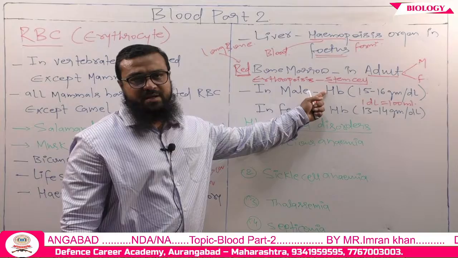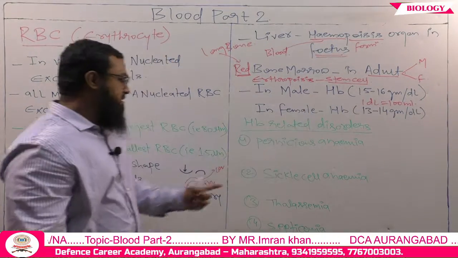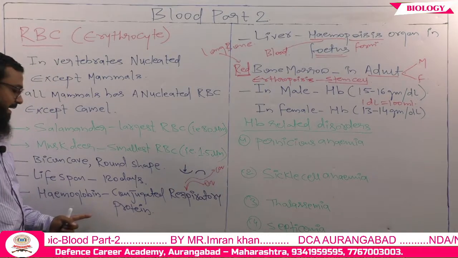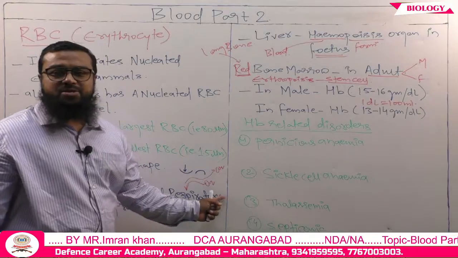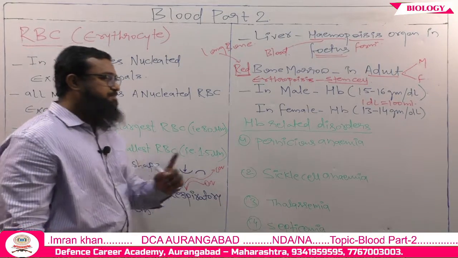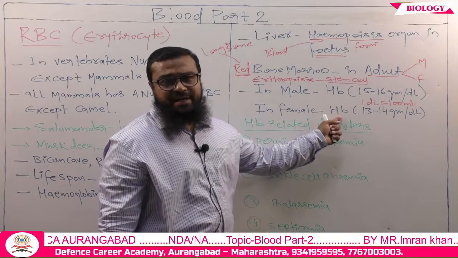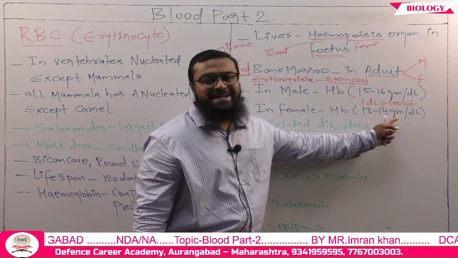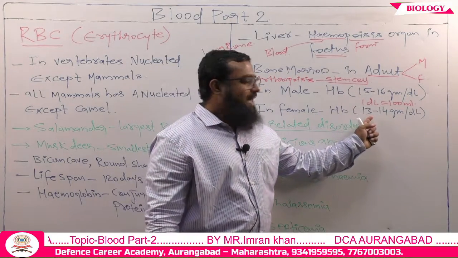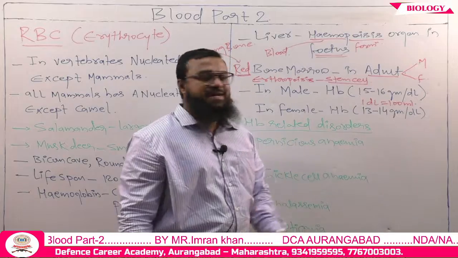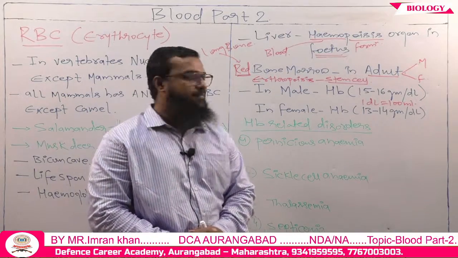HB concentration in single RBC in male. We have seen HB is a conjugated respiratory protein. In female, the HB concentration is 13 to 14 gram per deciliter. Again, 1 deciliter is equal to 100 ml.